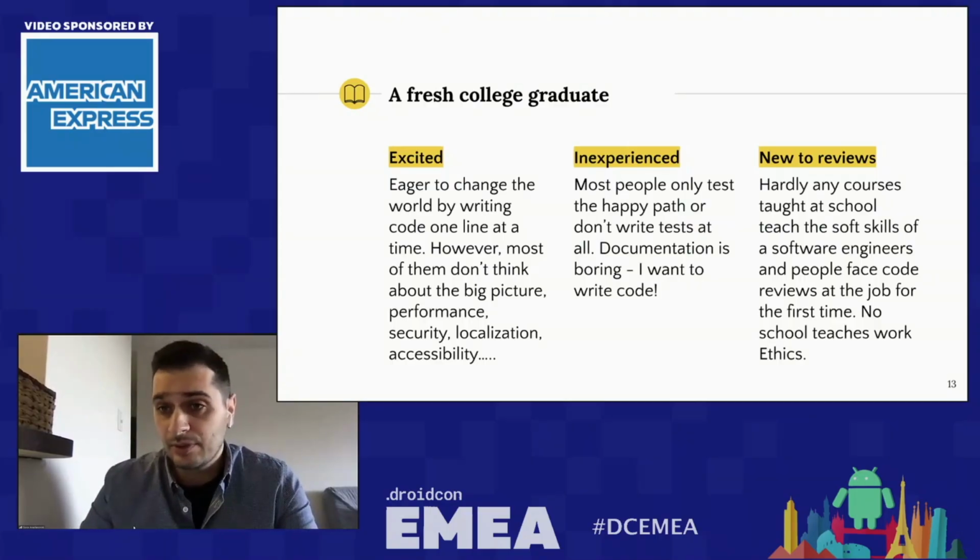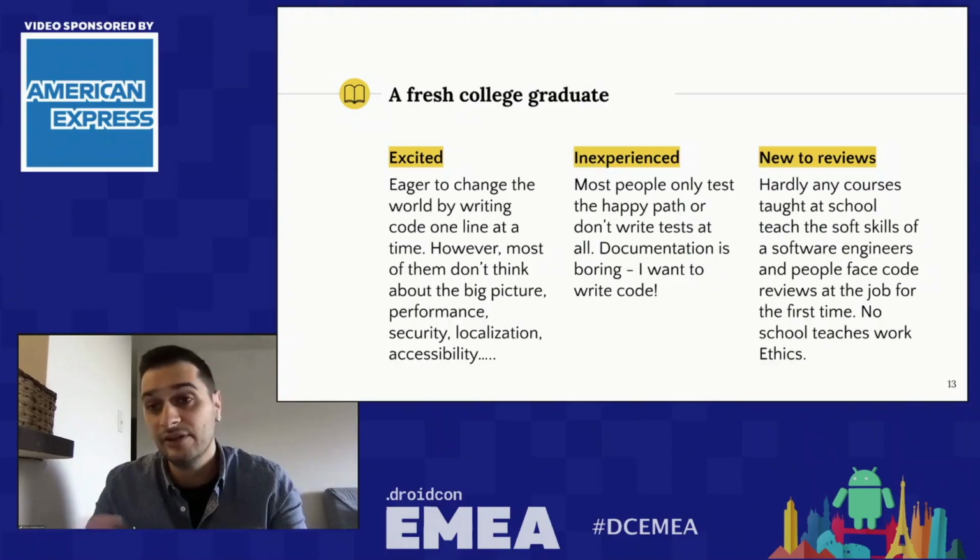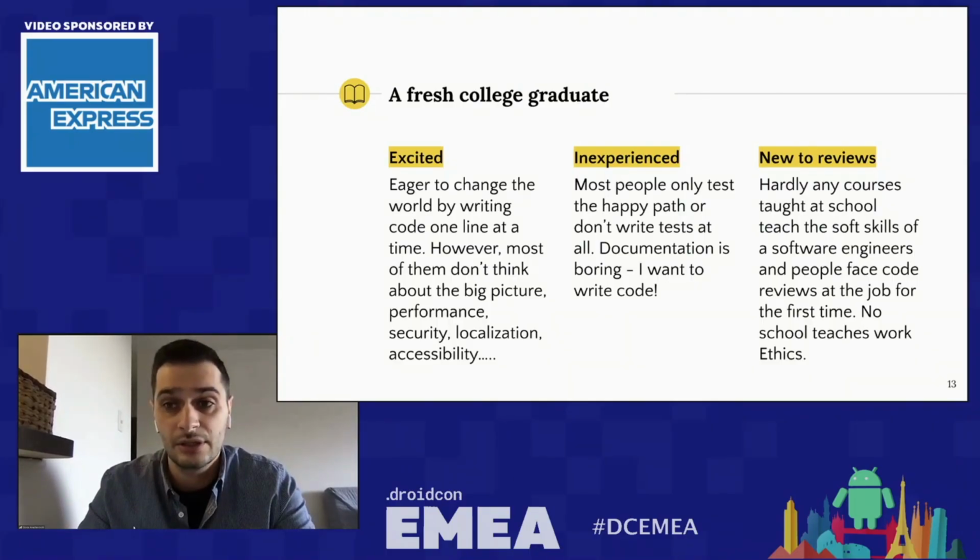However, these people are inexperienced. They might have done an internship or two, but it's different when you have a full-time job. So they've never had their code reviewed. Nobody reviews code at school, and the closest thing they've gotten to having their code reviewed is a final project where they get a passing or failing grade. So code reviews are super new to them.